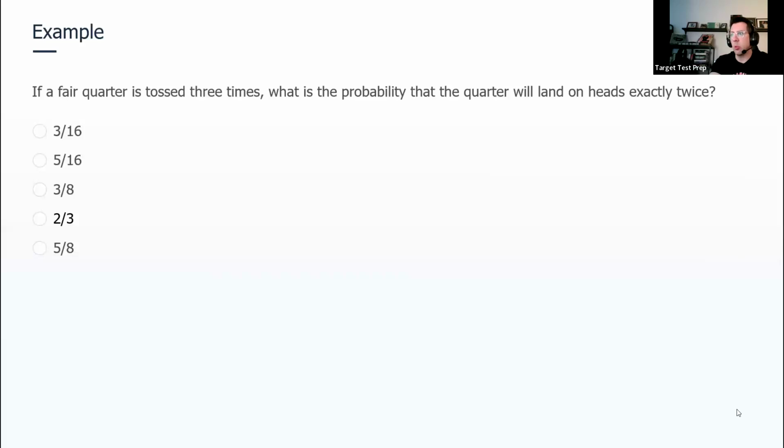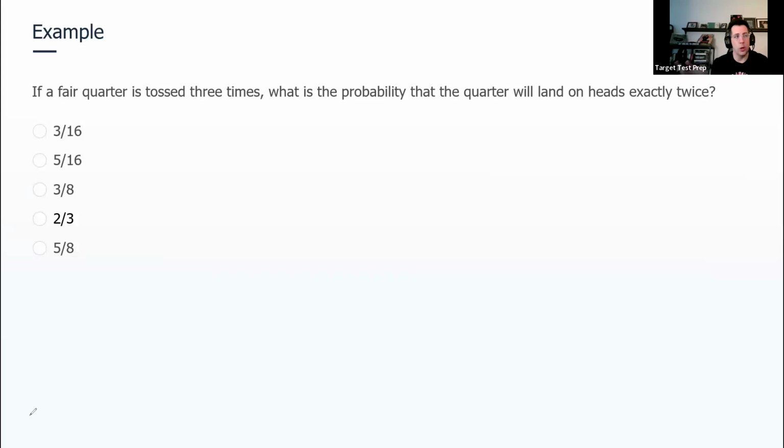Anybody want to tell us why it is C? Why is this 3/8? I don't know who answered what, so I have to trust you. I'm either going to start cold calling people, and if you got it right, maybe you didn't. But Sierra, any thoughts? Oh, just your decision tree and counting.